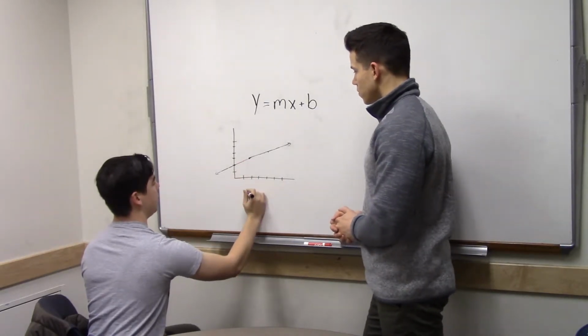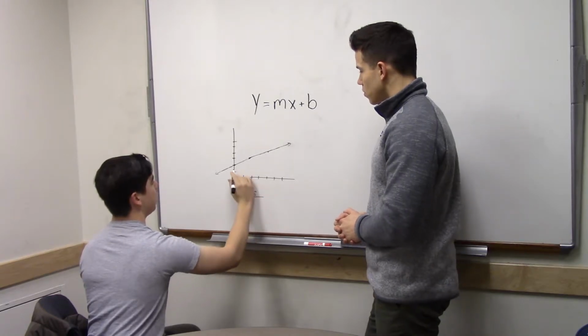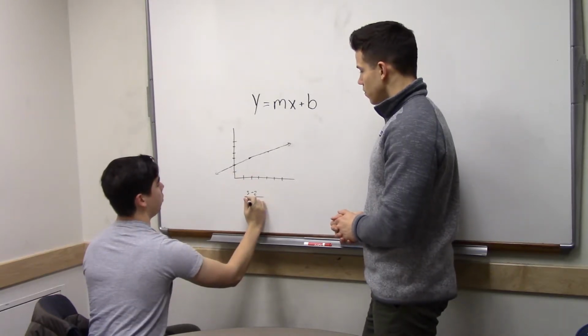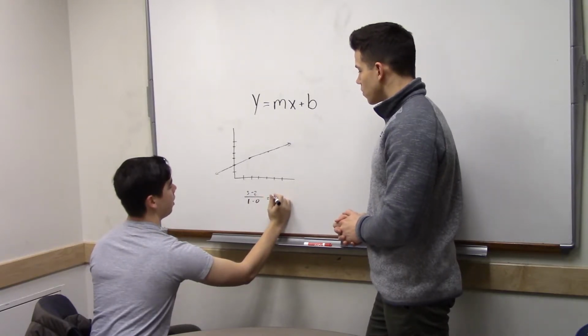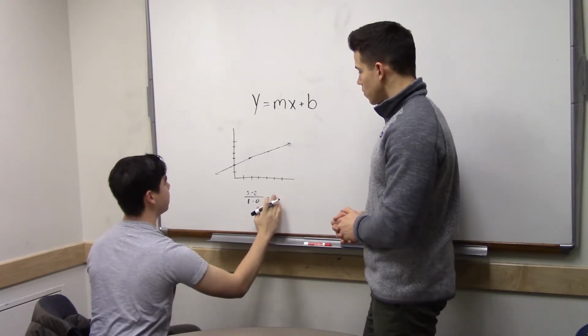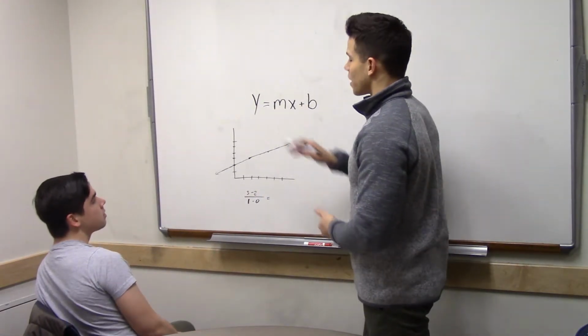The rise would be 3 minus 2 over run being 1 minus 0, which would be, no, that's backwards, isn't it? I think you're on the right track. And at that point, would we want to put it back into M?